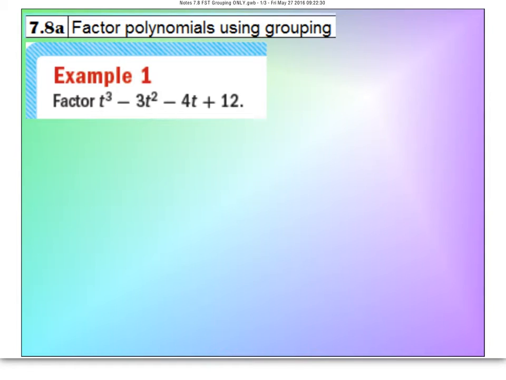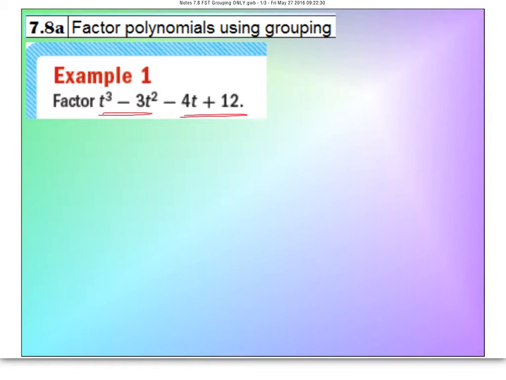In this video, we're just going to focus on learning objective A, which is factor polynomials using grouping. Now, when you do grouping, what you do is you group two terms together. For example, these two and these two. And you see if there's anything in common that you can factor out of them.